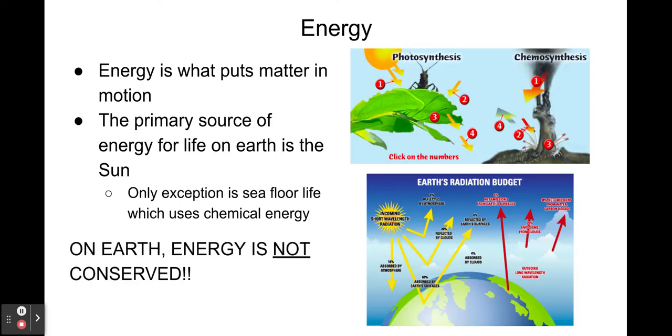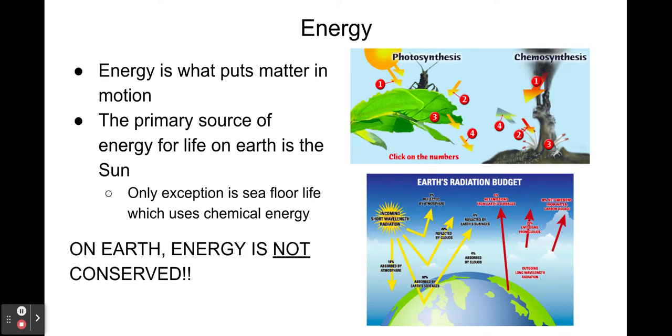On Earth, energy is not conserved. So earlier you wrote down that on Earth, matter is conserved, which means that the total number of nitrogen atoms on Earth is roughly not going to change. We're going to ignore exceptions like shooting material out into space or material entering the atmosphere from space, because that is such a small fraction of the matter on Earth.